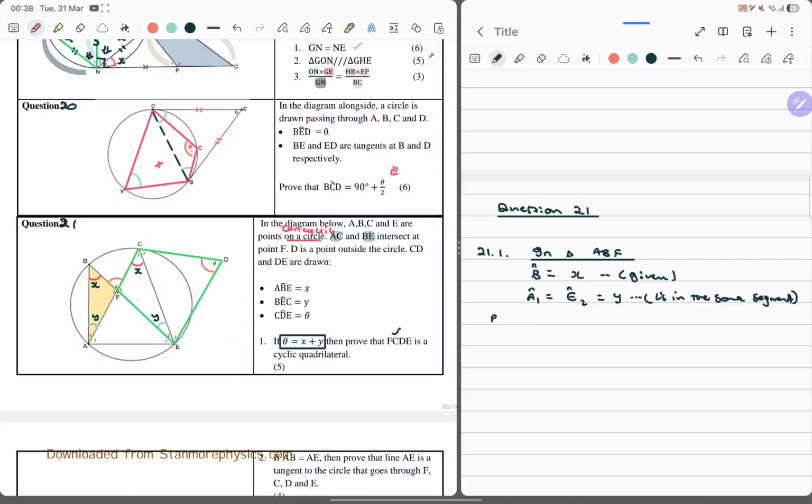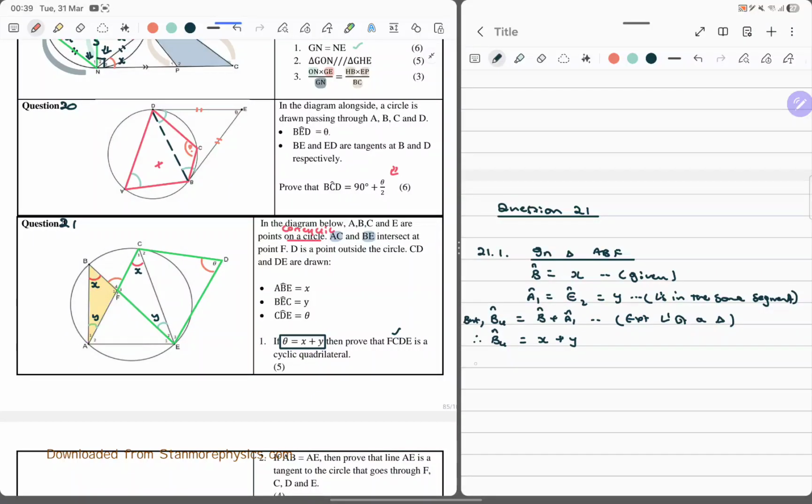So we know, guys, that B4 is going to be equal to A1 plus, maybe let's start with B. It's going to be equal to B plus A1. What is this? Exterior angle of a triangle. Nice and easy. Therefore, B4 is going to be X plus Y.